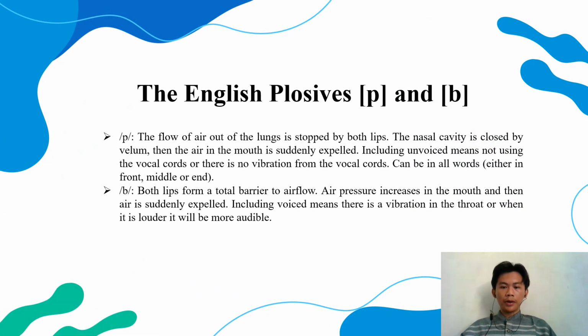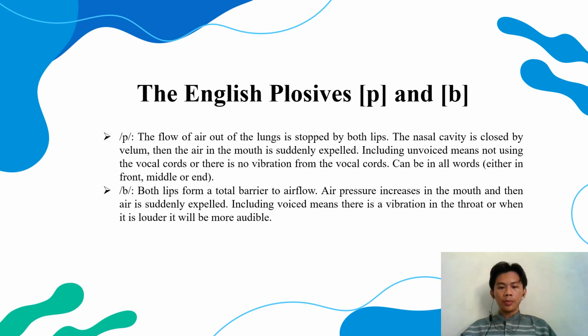The first is p and b. P: the flow of air out of the lung is stopped by the lips. The nasal cavity is closed by the velum, then the air in the mouth is suddenly expelled. It is voiceless, meaning there is no vibration of the vocal cords. It can occur in all positions in words. Examples are potato, put, and stop.